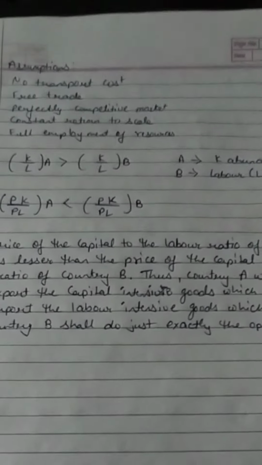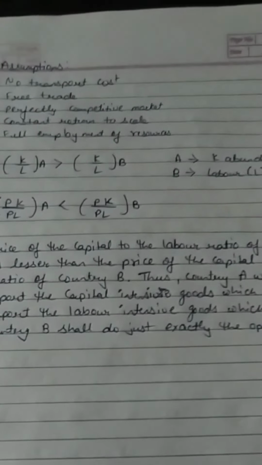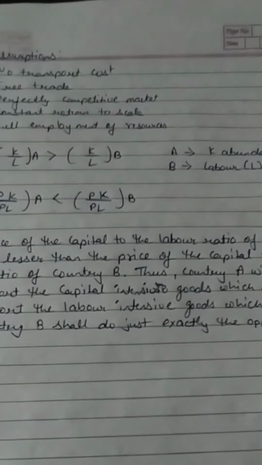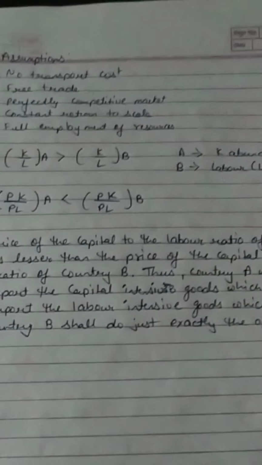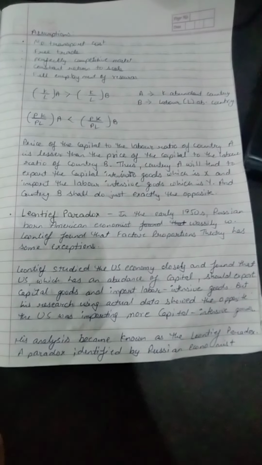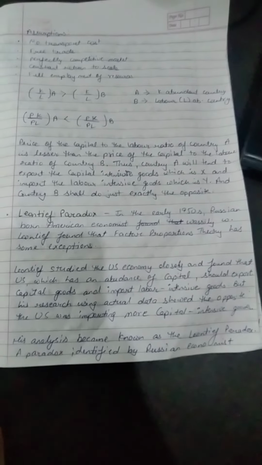So this is a very simple and interesting theory. This was the third theory which I have explained to you. Hope this helps. Here I am going to explain the Leontief paradox. It is basically the remaining part of the factor proportion theory.